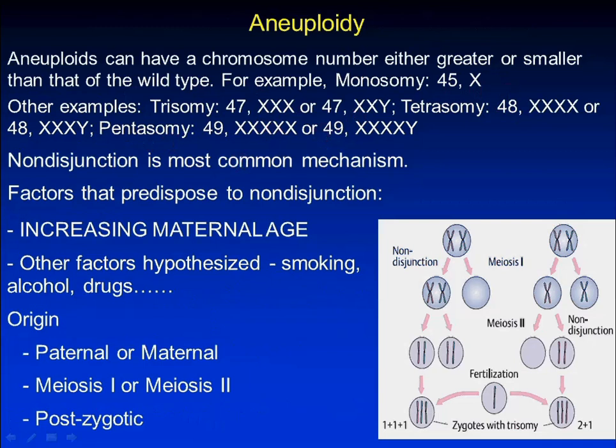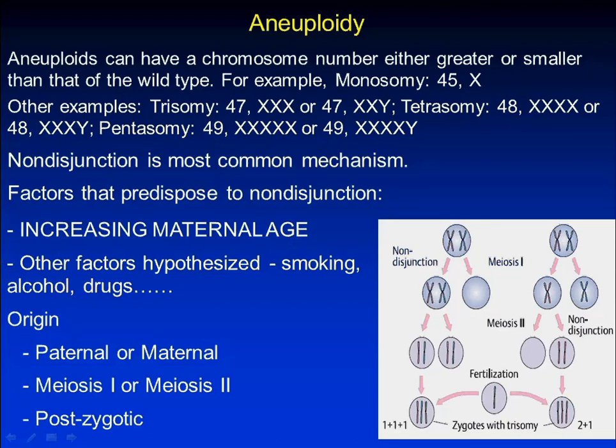Non-disjunction is the most common cause of aneuploidy. The most important factor that predisposes a patient to non-disjunction is advanced maternal age. Other environmental factors, such as smoking, alcohol, and drugs, may also contribute to non-disjunction.